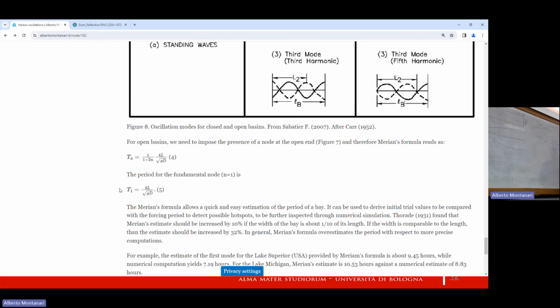And then if you put one node, then it becomes like this. And then you can use the modified version of Merian's formula to compute the other periods. This is the fundamental one, and then there are the other periods.